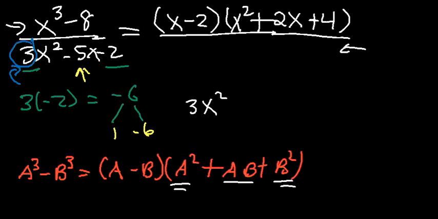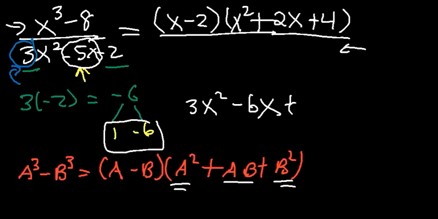We're going to replace the middle term, negative 5x, with these numbers. So negative 5x is equal to negative 6x plus 1x. Now it really doesn't matter the order in which you put those numbers. It can be 3x squared plus 1x minus 6x minus 2. Either way you get the same answer. But now we've got to factor by grouping.